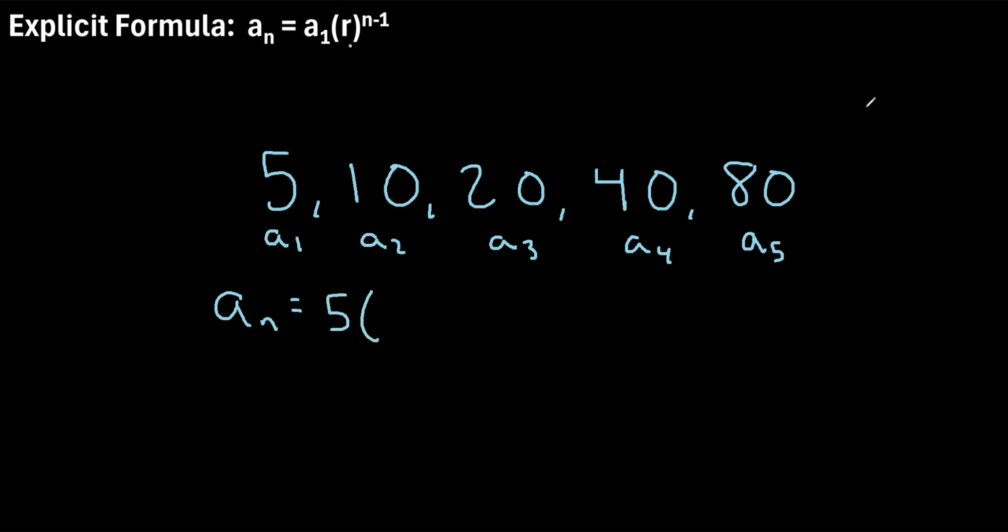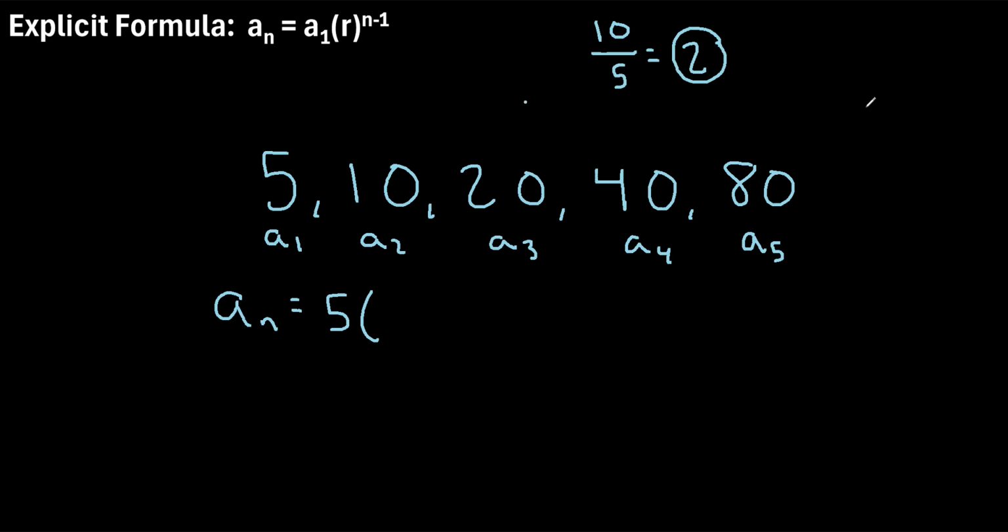Now r is the common ratio between the values. So the way that we find that is just pick any value in the sequence and divide it by the previous value. So let's say we pick this 10 right here. All we have to do is divide it by the previous value, the 5. So we'll say 10 divided by 5. What is that? That's 2. So the common ratio is 2.